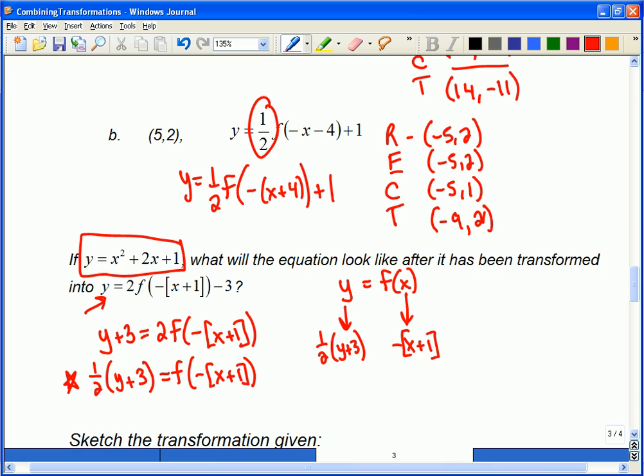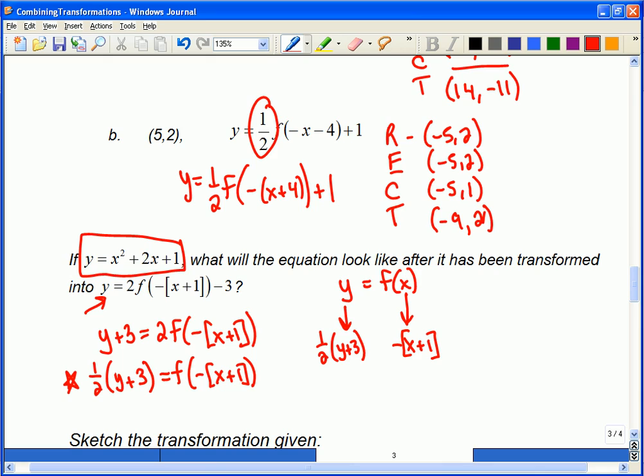This is a mapping on the function. It's saying whatever used to be y, it needs to be changed to 1/2 y plus 3. Whatever used to be x needs to be changed to negative x plus 1. And you'll end up with an equation now that matches your transformation.